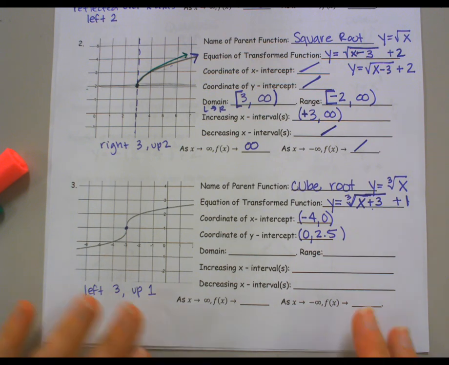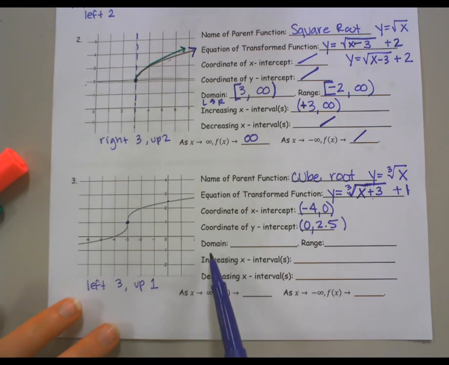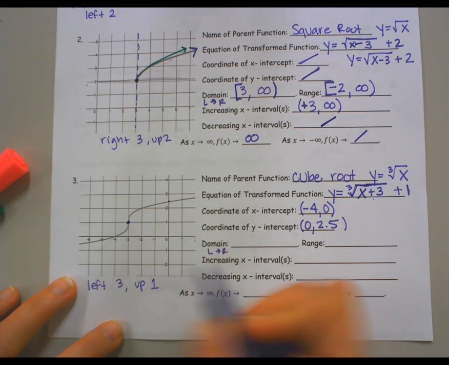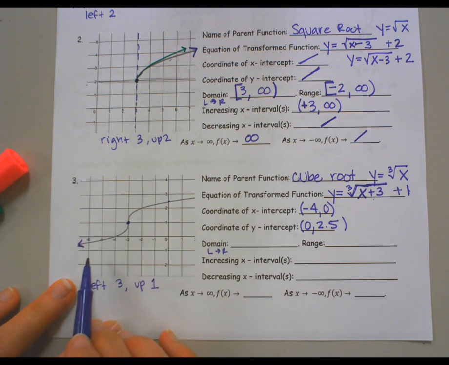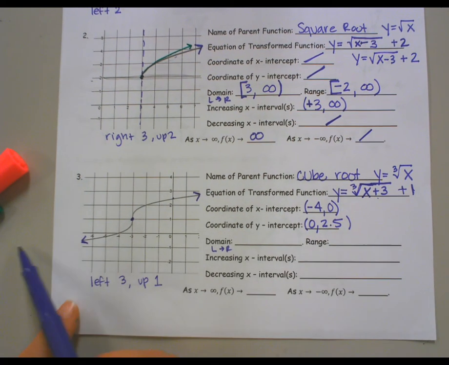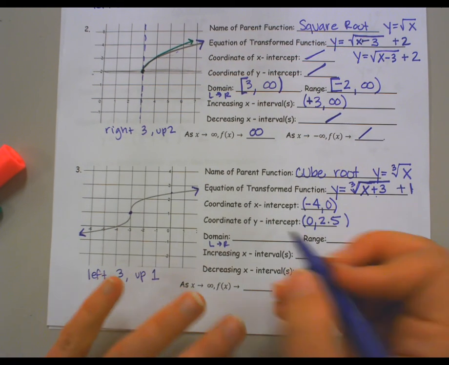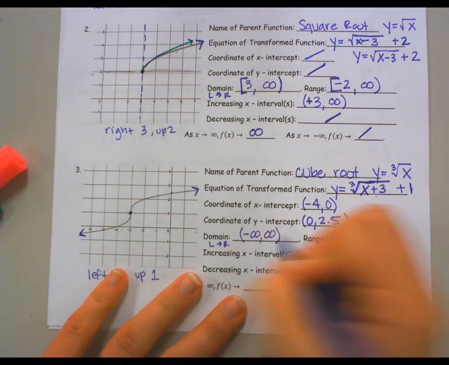Now, when I look at my domain and range, I'm looking at what x values, where does my graph go from left to right? Well, in a cubic, this graph is going to keep going to the left forever and keep going to the right forever. So all my x values to the left and all my x values to the right are going to be covered. So that means my domain is negative infinity to infinity.